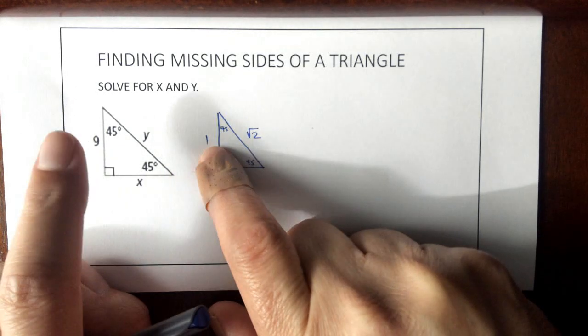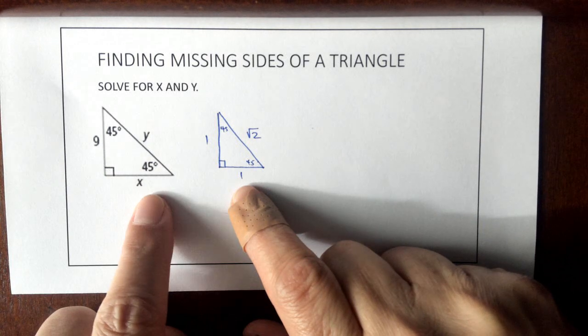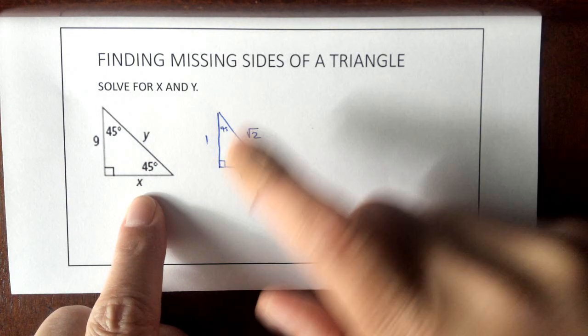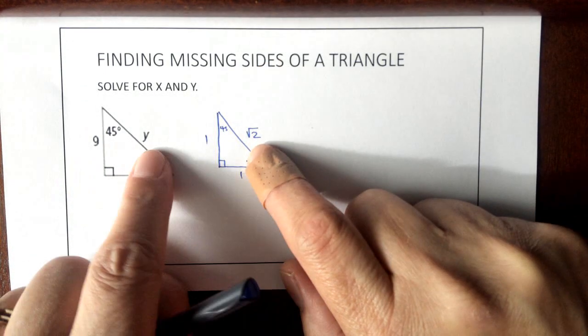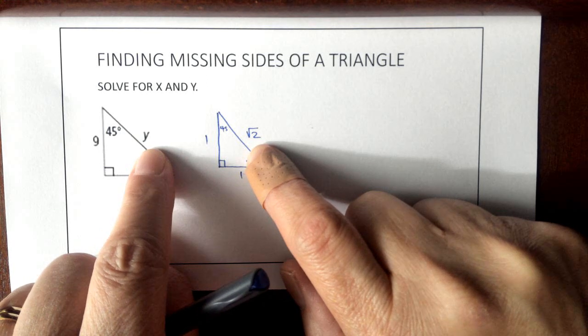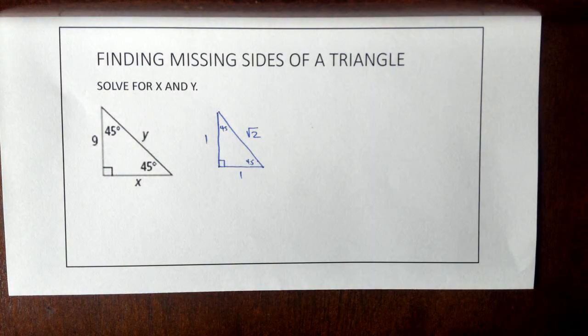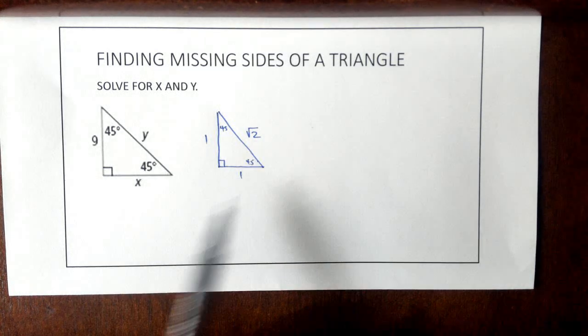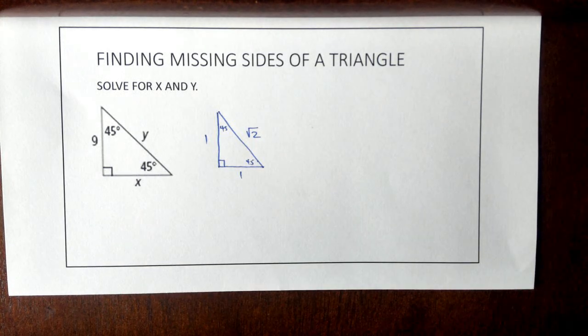So 1 times 9 is 9, so x is 9, and then multiply radical 2 by 9 to get y, and that's 9 times radical 2. Write the answers down, you're finished, you move on. So you could potentially solve for x and y with no work shown at all. If you can do that, it's really quick, it's really easy, write down your answers, move on.